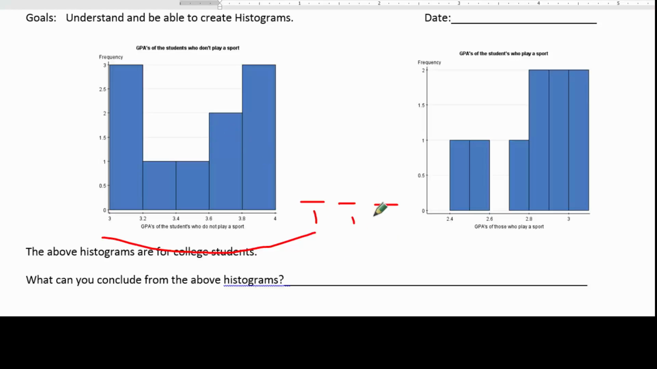So when we take a histogram versus a bar chart, that's the main difference. Bar charts are for categorical, and histograms are for either numerical or quantitative.